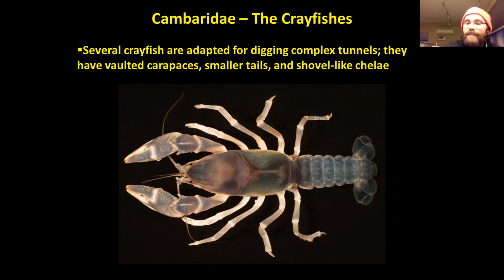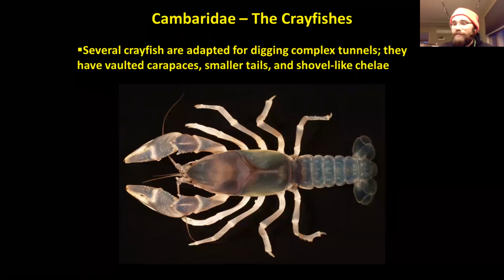So they don't need to have a tail that's big and powerful for swimming because they're walking on land. It's going to be harder to move through their tunnels if they have a bigger tail. They also don't have as many spines because if they had more spines, they're going to get caught in their burrows a little bit easier. So they want to make sure that they're smooth, able to move around easier.